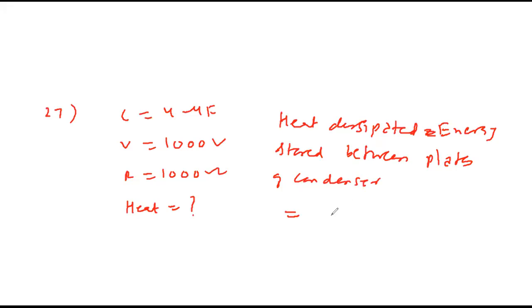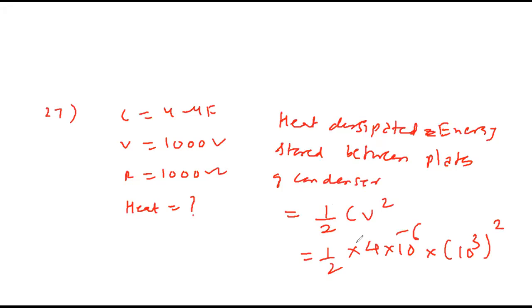So far I have not explained the theory of energy stored in the condenser, but you all know it is half CV square. Now C is 4 microfarad, multiplied by 10 raised to minus 6, and V is 1000, 10 raised to 3, squared, over 2. So this is 2 into 10 raised to minus 6 into 10 raised to plus 6, which equals 2 joule of energy dissipated across the resistor. Option A.